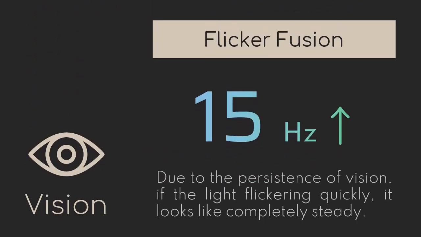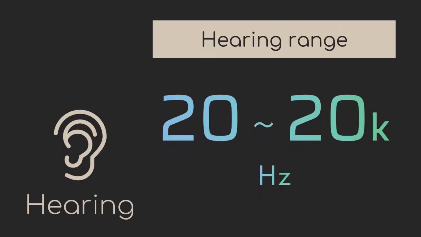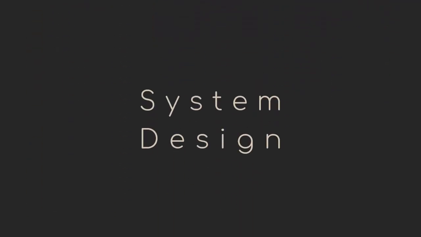Due to the persistence of vision, if the light flickers with a frequency that is larger than 15 Hz, it will look completely steady. But humans' hearing range is between 20 to 20,000 Hz. It is completely separated. So, if we want to see and hear the signal at the same time, we need to generate a higher frequency first. Then we use a frequency divider to generate a new signal that has a lower frequency. Both the high and the low frequencies are linearly dependent.